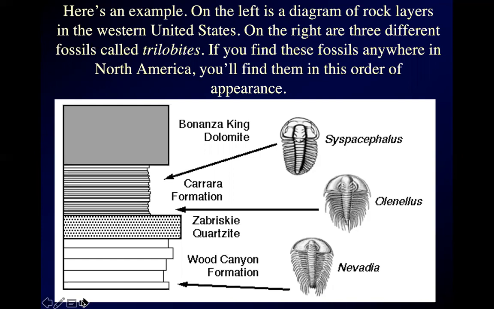Now, much of the world, you would not find these three at all. They would have other fossils completely. But if you find these anywhere, you always find Nevadia as the older of the three, Olenellus in the middle, and Cissocephalus up on top. It's predictable.